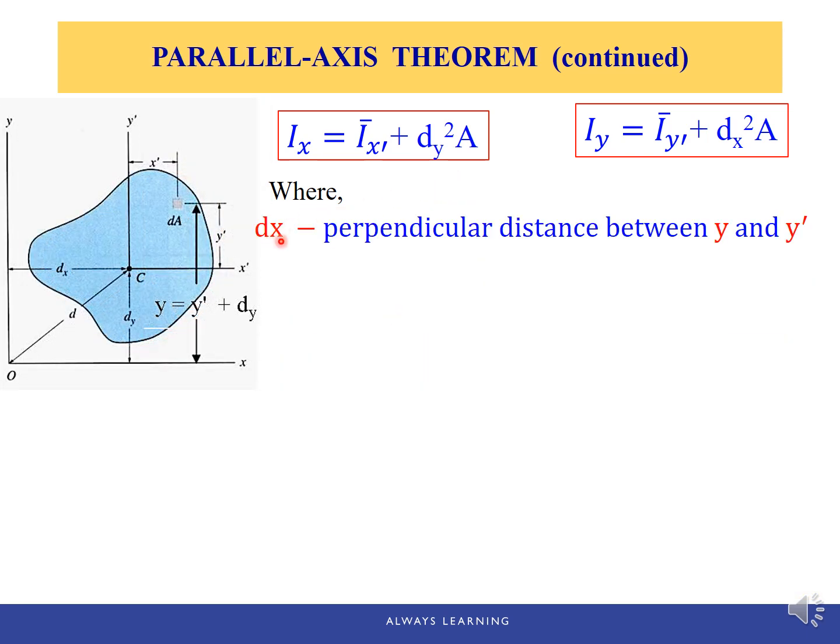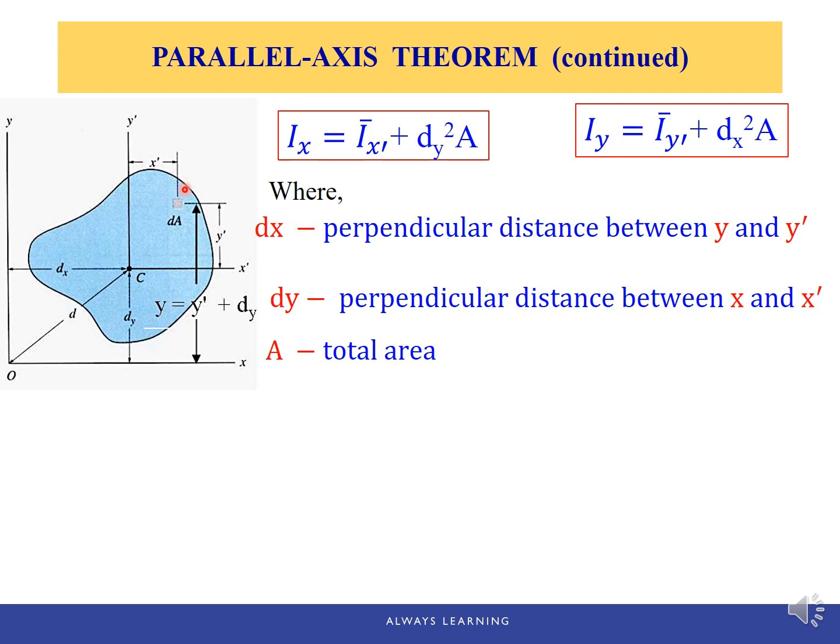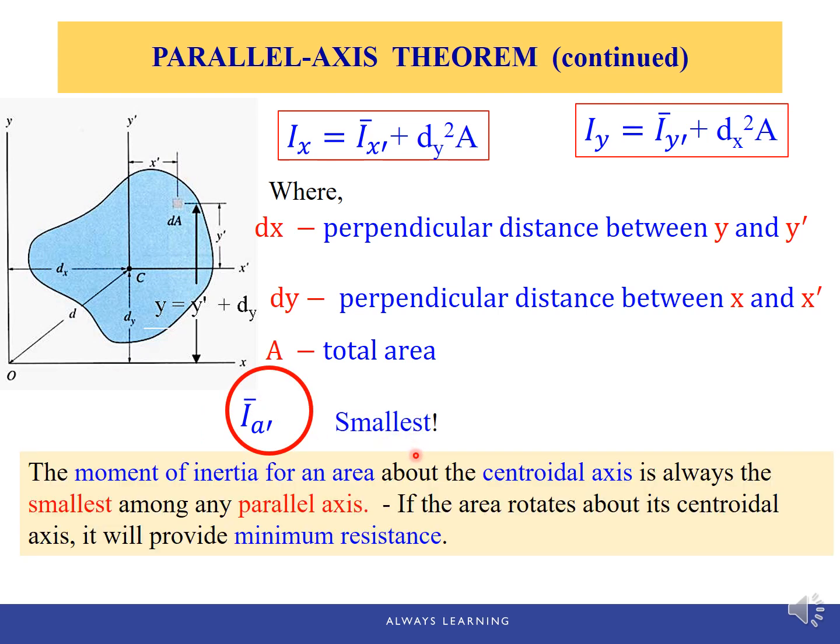Also in this equation, dx is the distance between y and y prime, and dy is the perpendicular distance between x and x prime. A is the total area. Therefore, d squared A must be a positive value. So I bar plus a positive value. So the result is always greater than or equal to the I bar value. Therefore, we say this moment of inertia about the centroidal axis, I bar, is always the smallest among any parallel axes. And since we can interpret the moment of inertia as the resistance to rotation, if the area rotates about its centroidal axis, it will provide the minimum resistance.